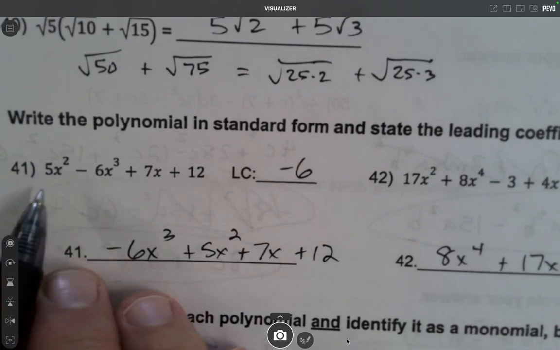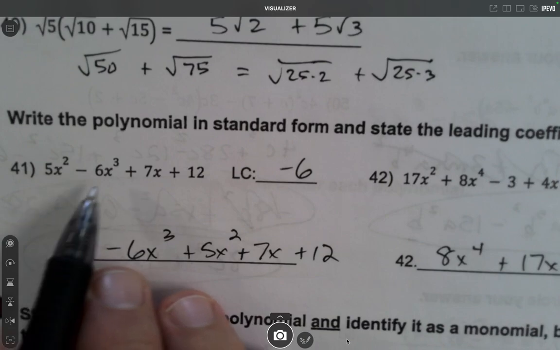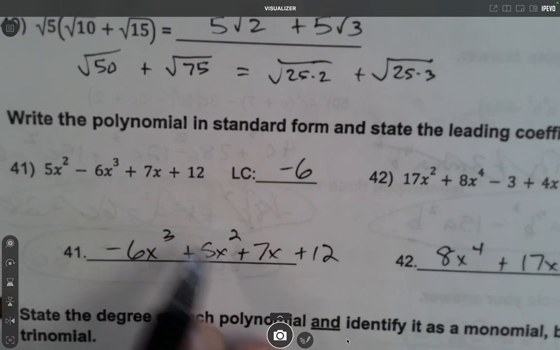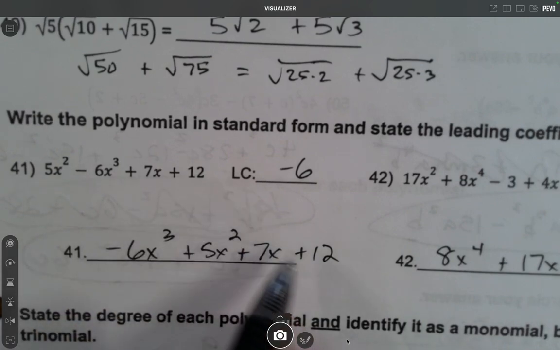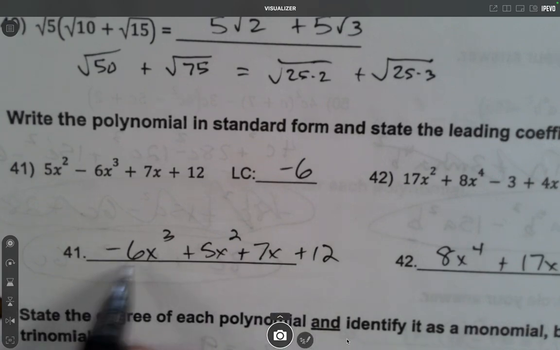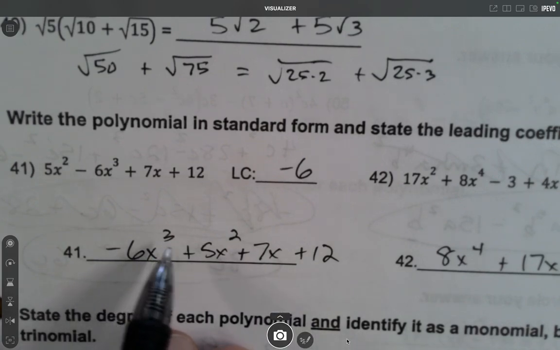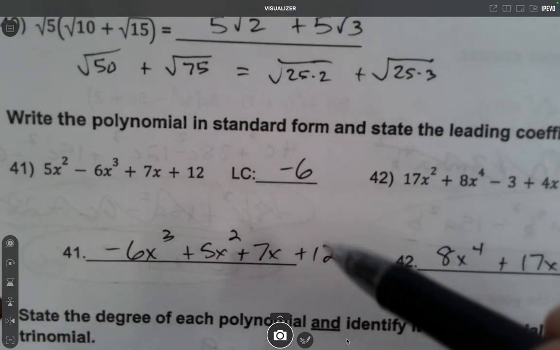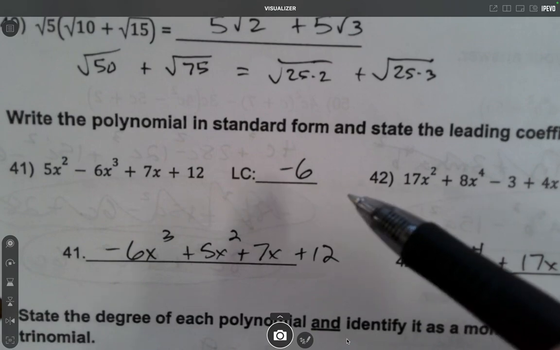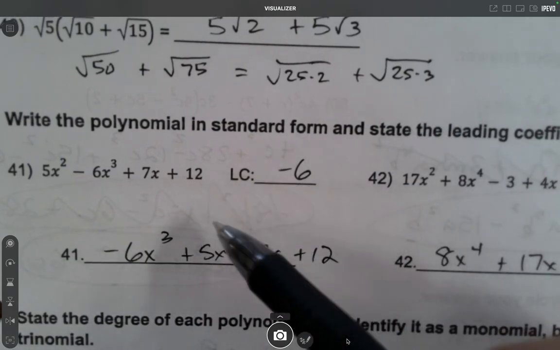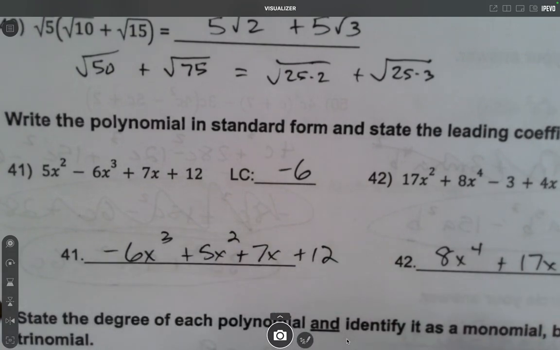So on 41, they say write it in standard form. Standard form means you put the biggest exponent piece first, then the next biggest exponent, then the next biggest, until you get down to the one that has no variable at all. And the leading coefficient is always the coefficient in front of the biggest exponent. So please make sure you remember, it doesn't matter how big the leading coefficient is. It could be the smallest one you see. What makes it the leading coefficient is it's the one in front of the biggest exponent.